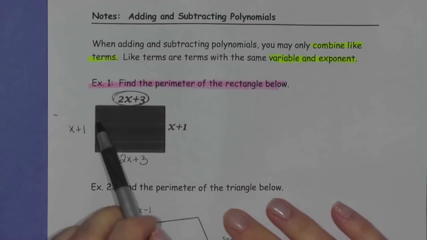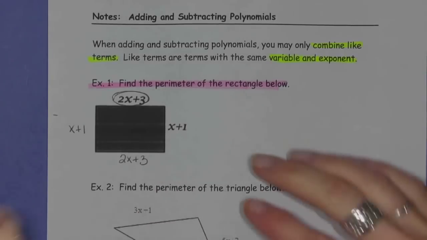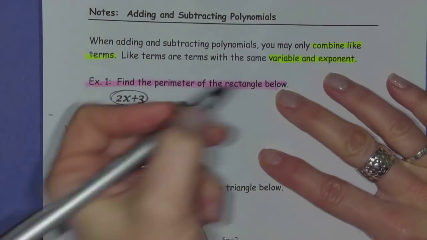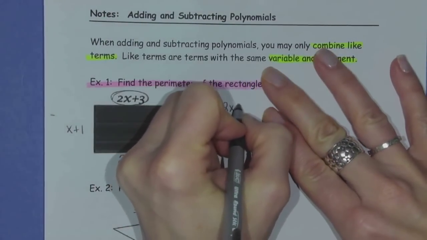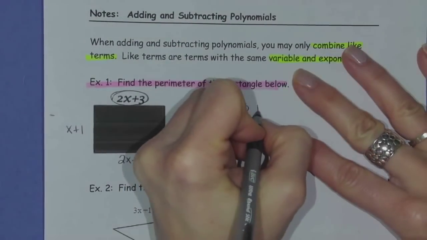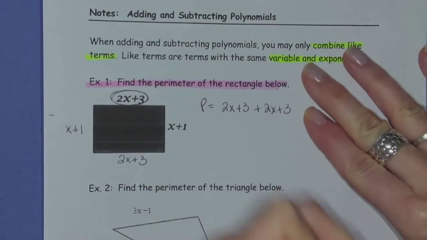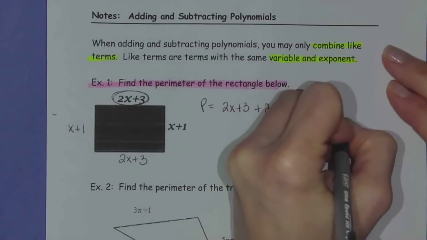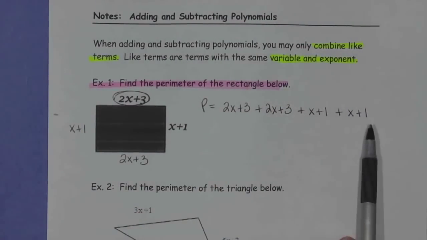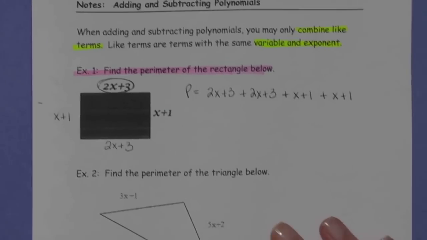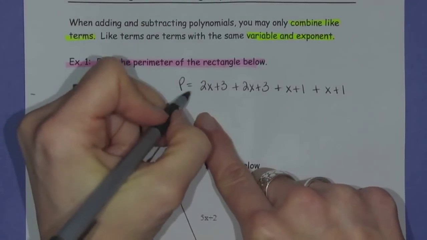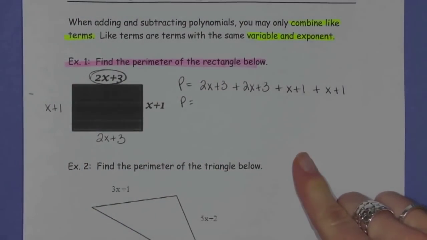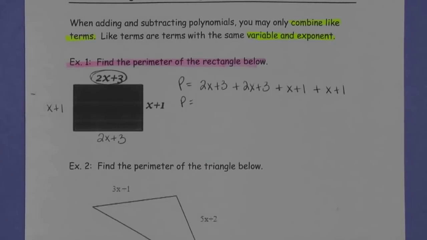So now if I add all four sides together, I will have the perimeter. I'll call that P equals 2x plus 3 plus another 2x plus 3 plus x plus 1 plus another x plus 1. So that is all four sides added together. Now I will combine my like terms. So I have to find all of the terms that have a matching variable and exponent. So let's take a look here.